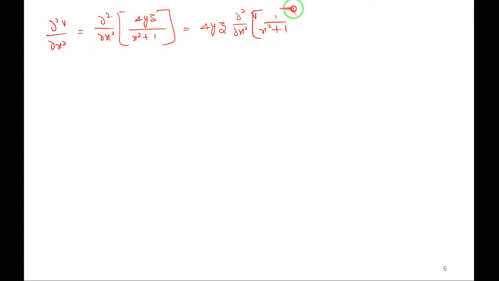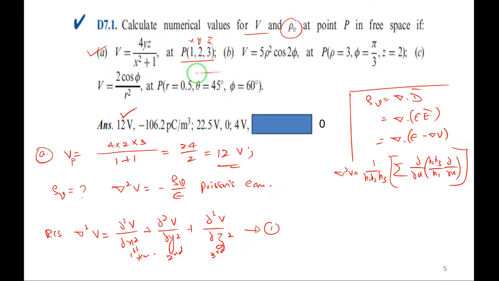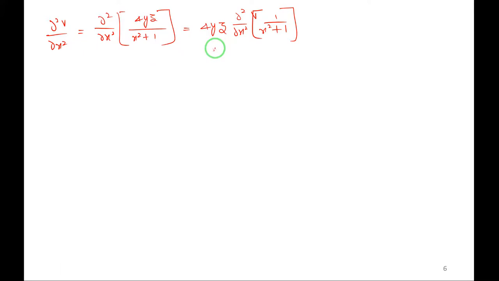Sir, V is 5 rho square cos 2 phi. No, this one, part A, I am solving. Part A, V is 4yz divided by x square plus 1. That is part B, 5 rho square. I am solving part A. It is 4yz by x square plus 1. Okay, I will continue.